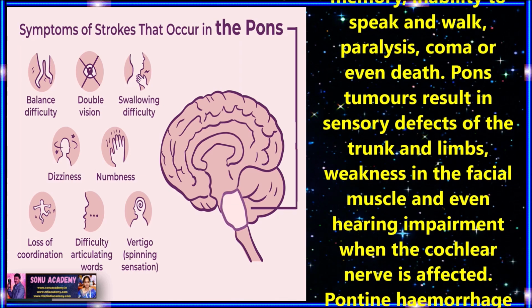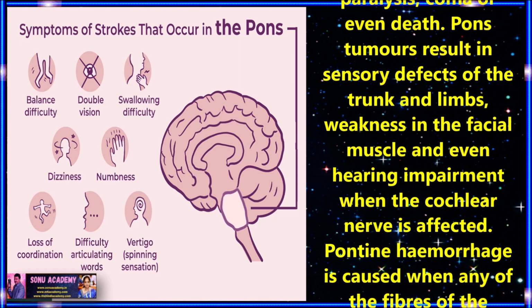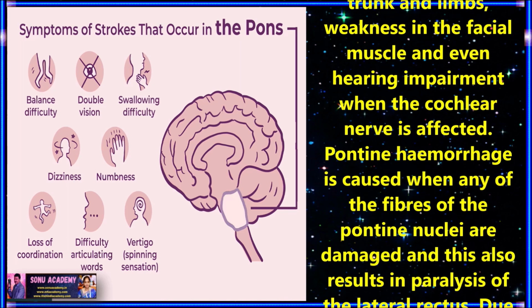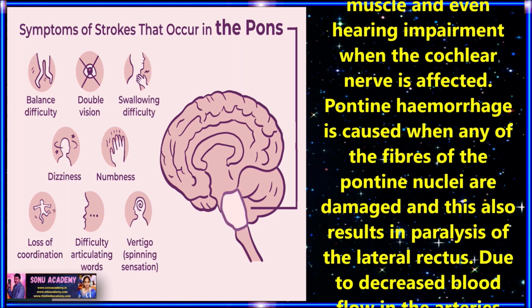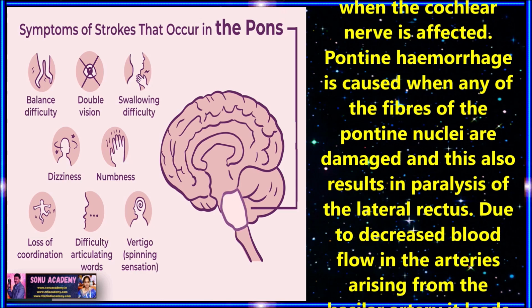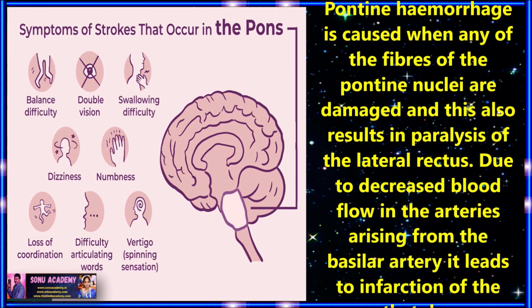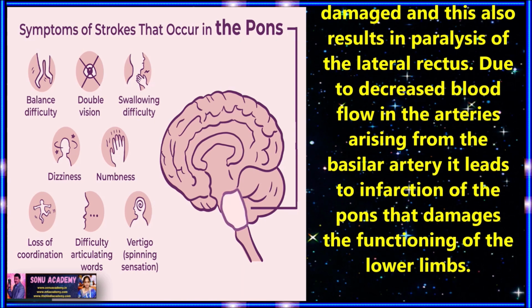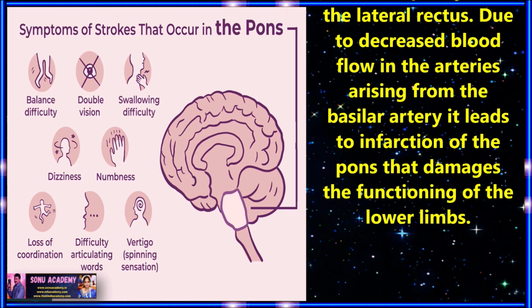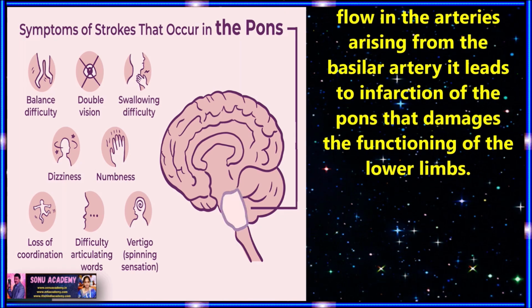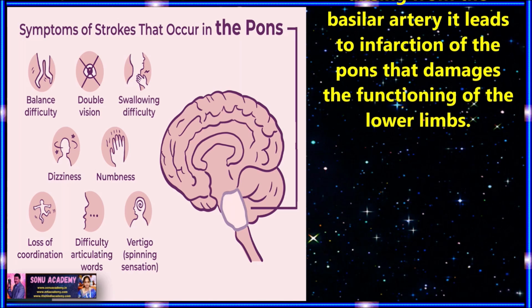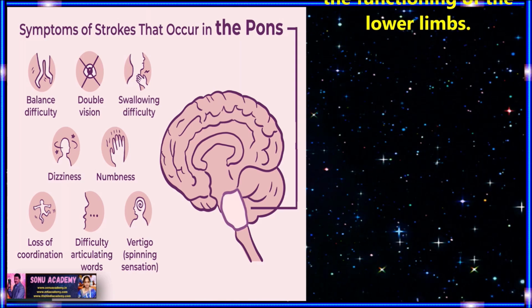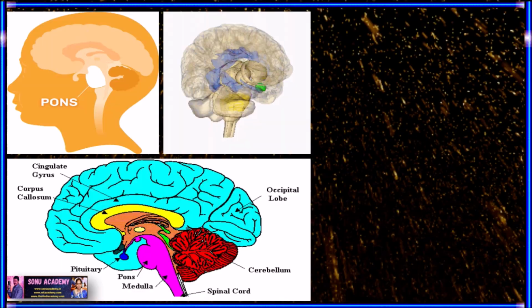Pons tumor. Pons tumor results in sensory defects of the trunk and limbs, weakness in the facial muscles and even hearing impairments when the cochlear nerve is affected. Pontine hemorrhage. Pontine hemorrhage is caused when any of the fibers of the pontine nuclei are damaged and this also results in paralysis of the lateral rectus. Diseased blood flow in the arteries arising from the basilar artery leads to infarction of the pons that damages the function of the lower limb.